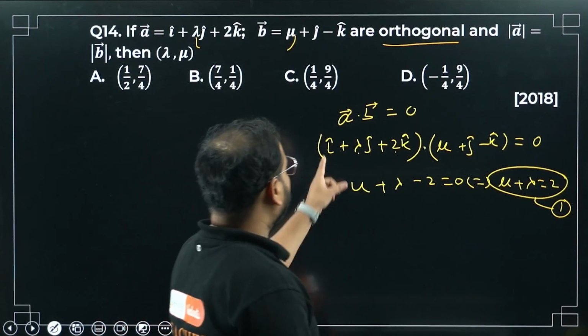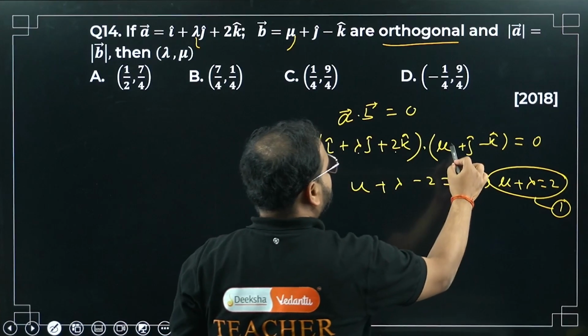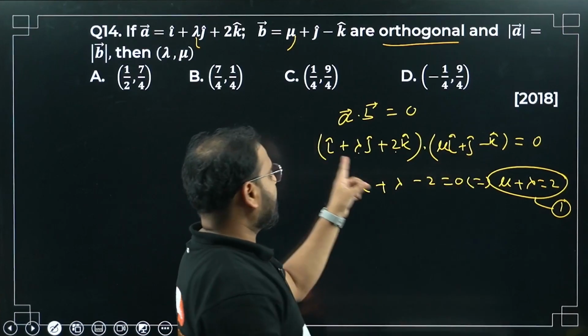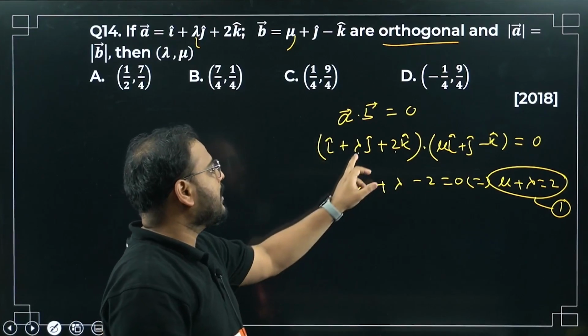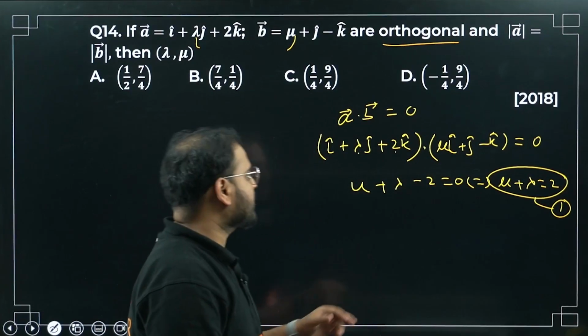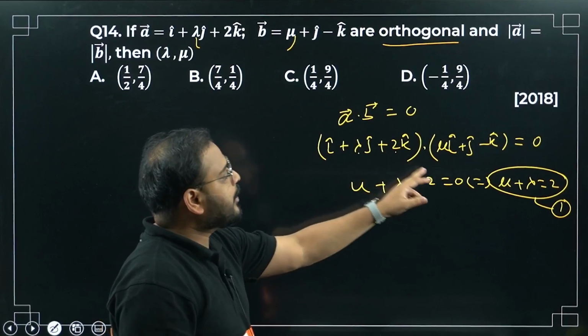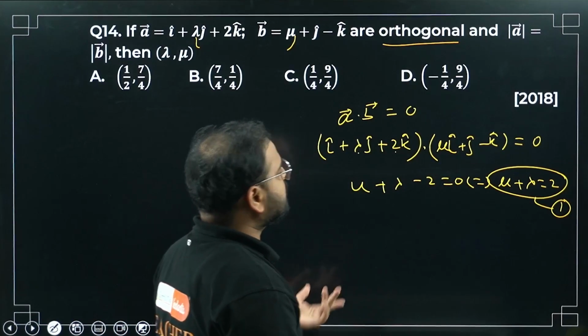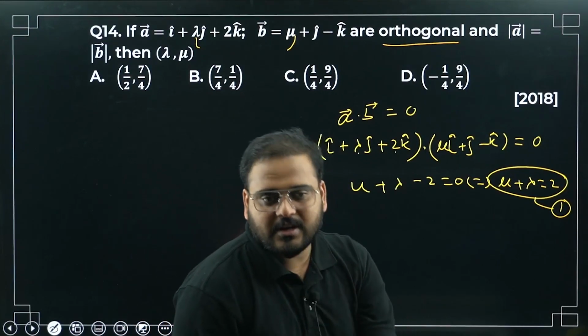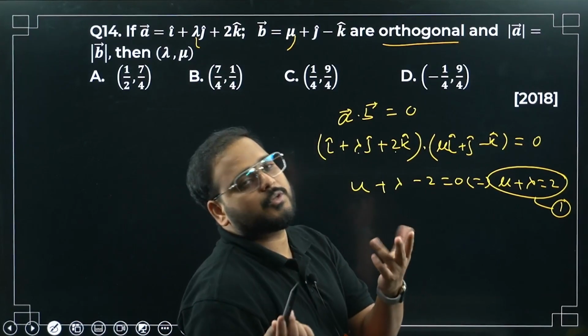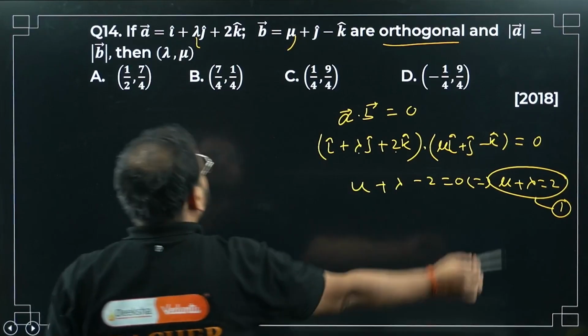Please check. 1 into 1. This is i cap, right? Forgive me. i cap into mu i cap. Sir, mu, no? Because i cap into i cap is 1, right? So mu, lambda into j cap into j cap, again lambda, and 2 into minus 1, so minus 2 equals to 0. Correct? First equation is done. But there are how many variables? 2 variables. We'll need how many equations? 2 equations.